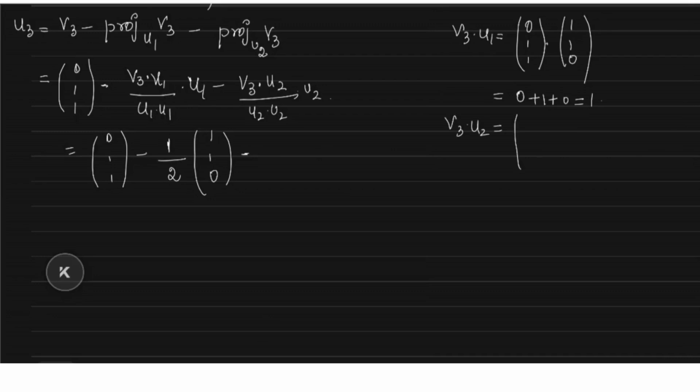Minus, next we need v3 dot u2. So v3 value is nothing but (0, 1, 1) and u2 value is nothing but (1/2, -1/2, 1). So when you multiply, you will get 0 times 1/2 is 0, minus half, plus 1, which is equal to 1/2. So the numerator part is 1/2.